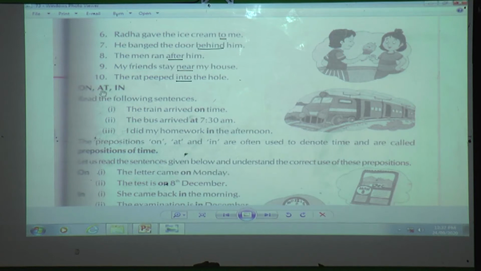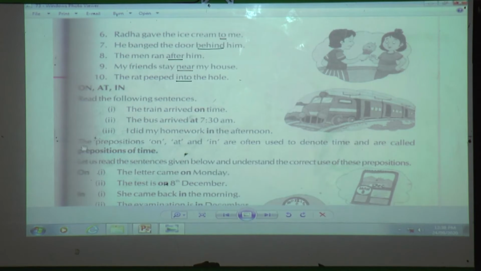Next, on, at, in. Read the following sentences. The train arrived on time. So on shows the relation of when the train has arrived, on time. The bus arrived at 7:30 a.m. They have specifically mentioned the time. I did my homework in the afternoon. Now here, if you see students, this on, at, and in, what are they denoting? Yes, they are denoting time. So they are called prepositions of time.